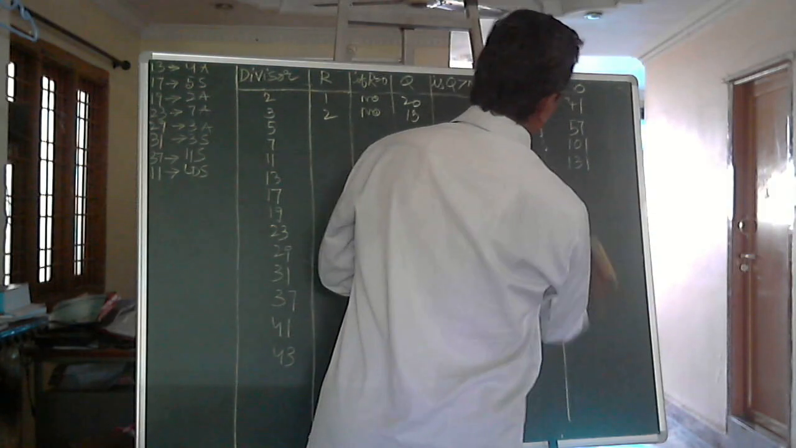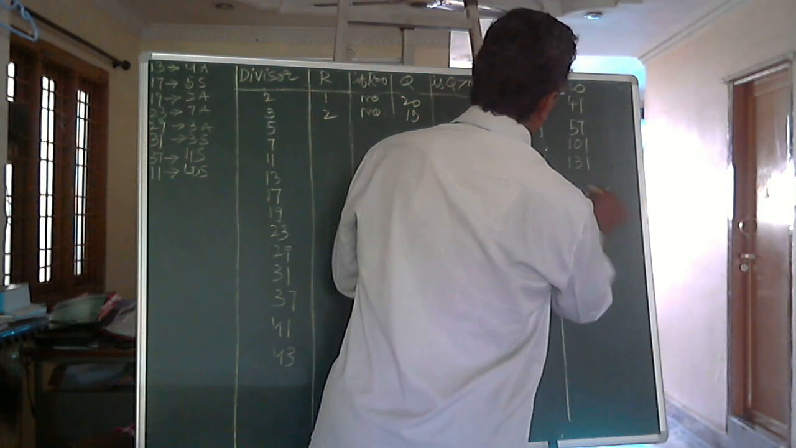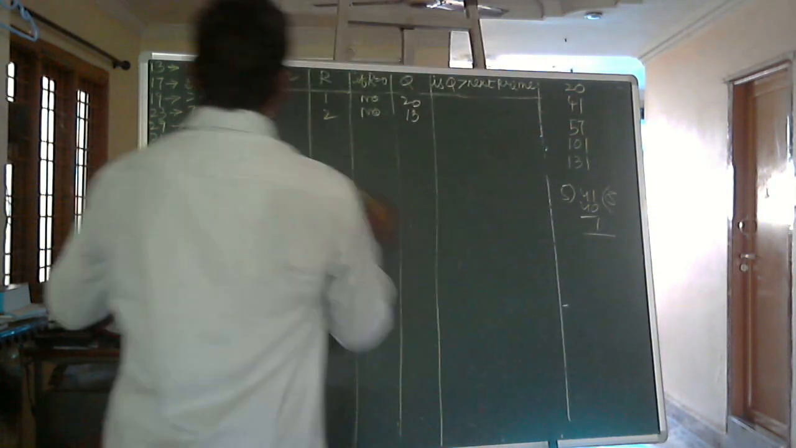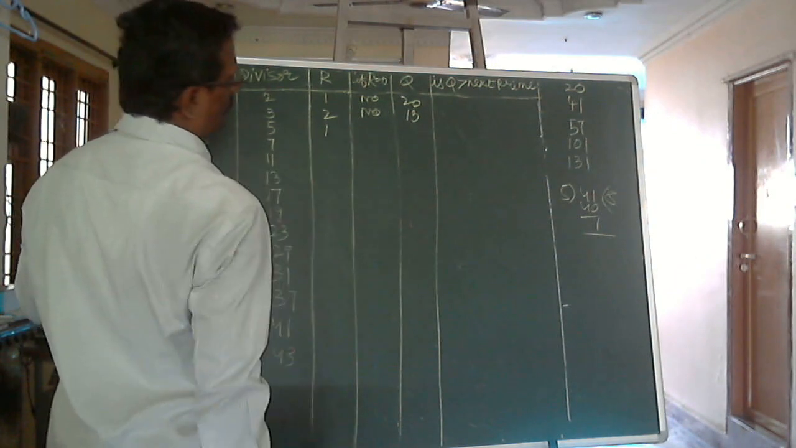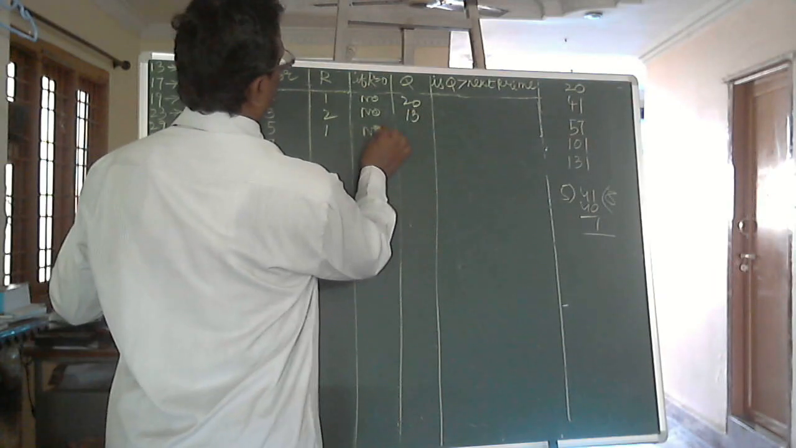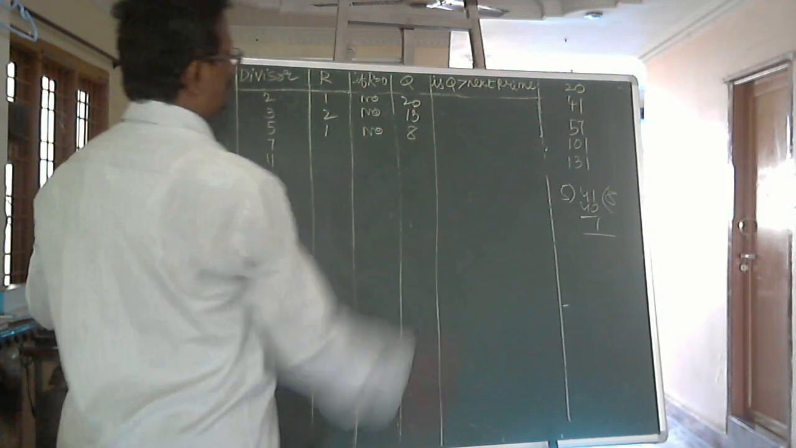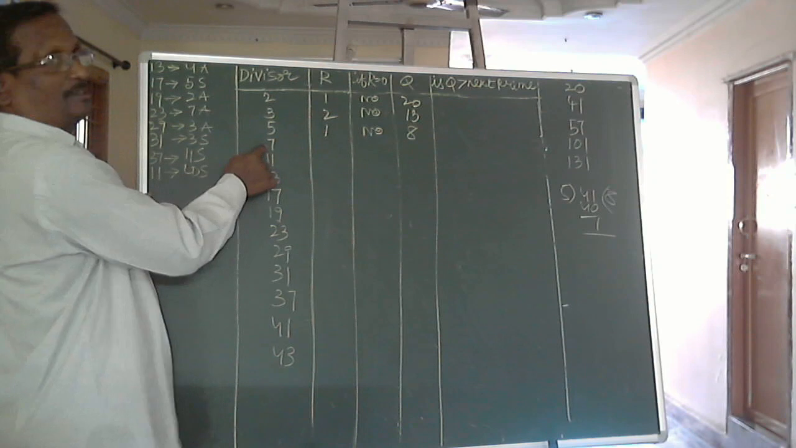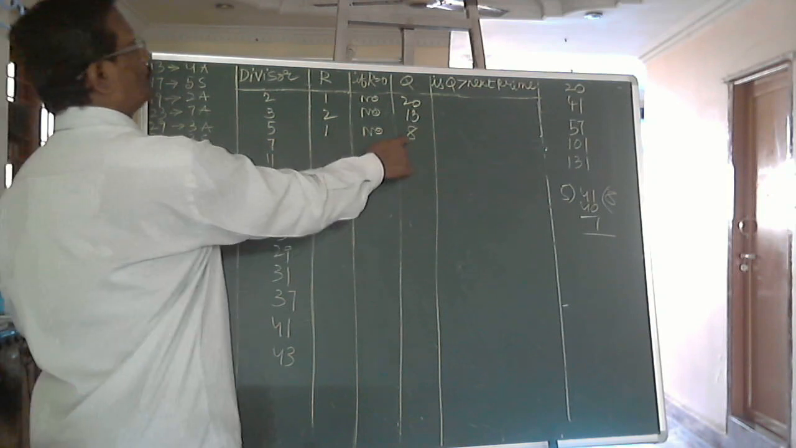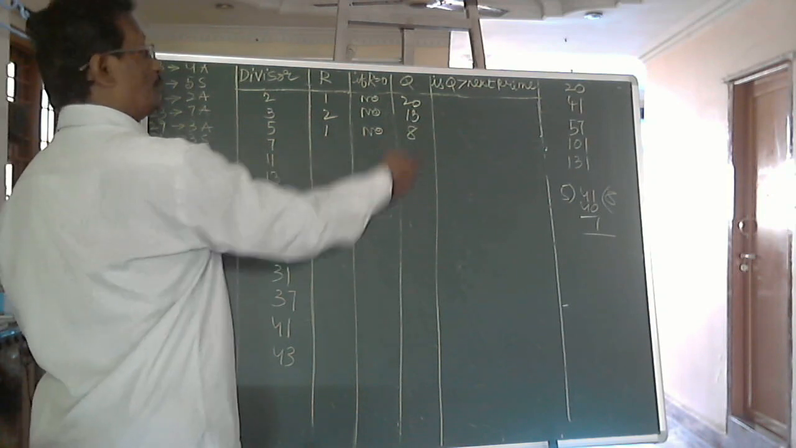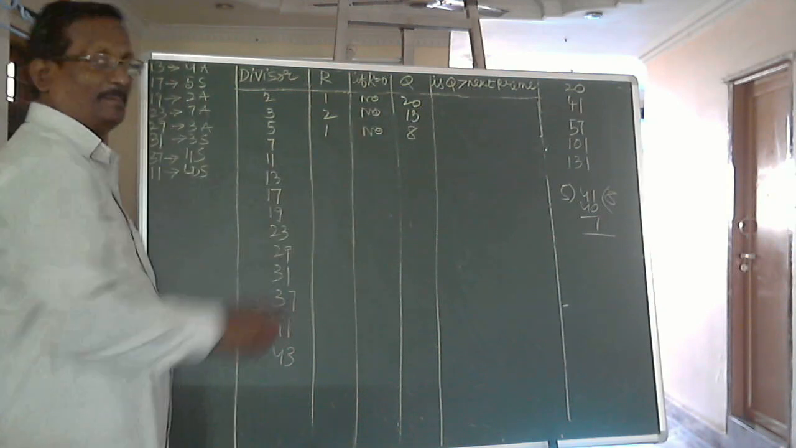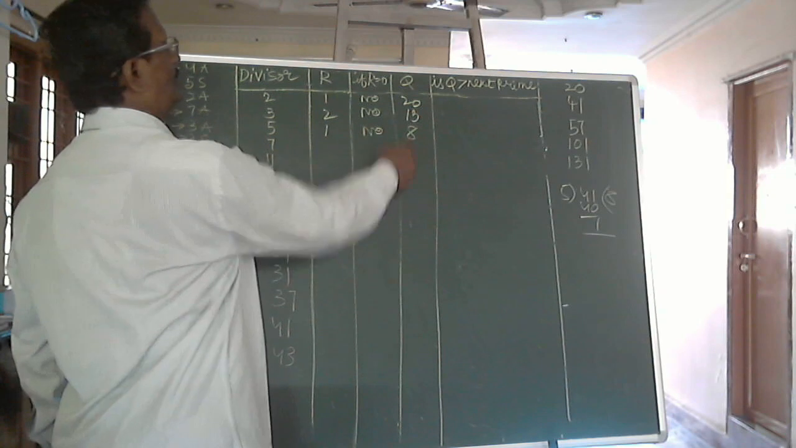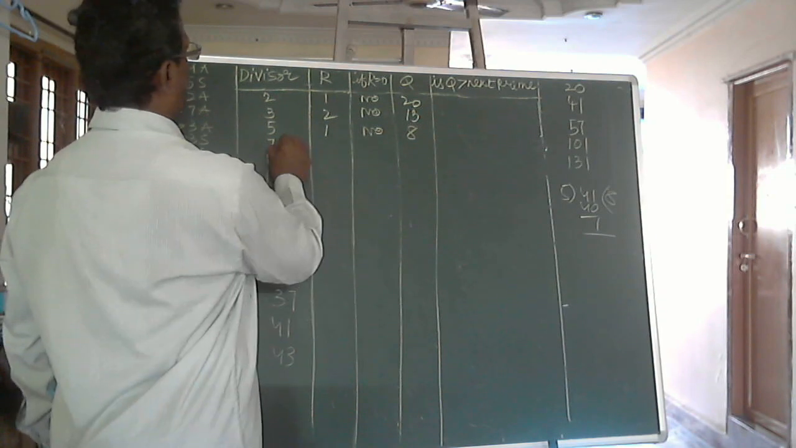So 41 divided by 5. On dividing 41 by 5, 8 5s are 40, 1 remainder. On dividing by 5, the remainder is equal to 1, which is not equal to 0, and the quotient is equal to 8. This quotient 8 is to be compared with the next prime number 7. Here the quotient is greater. If the quotient is smaller than the next prime number, we have to stop division, no further division. Here it is greater, so divide by the next prime number 7.